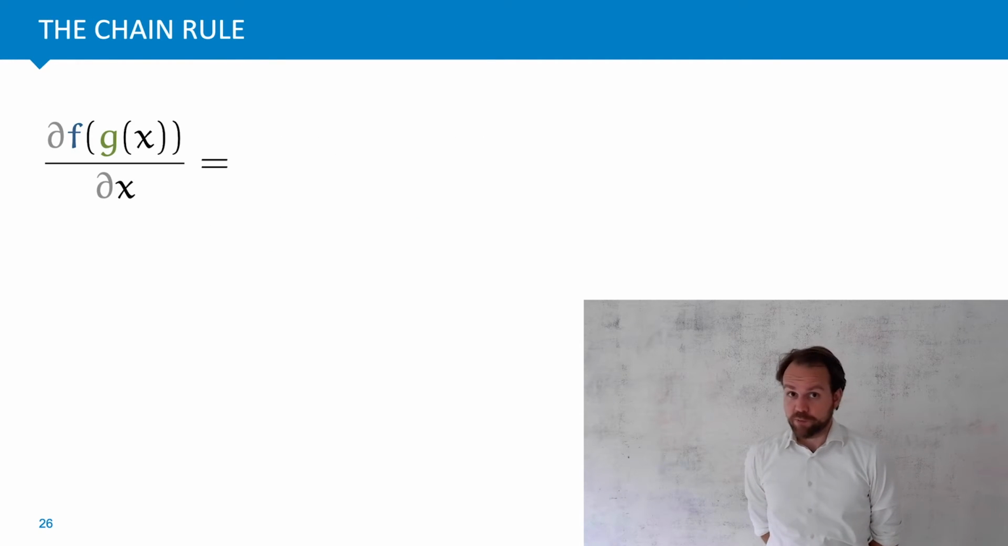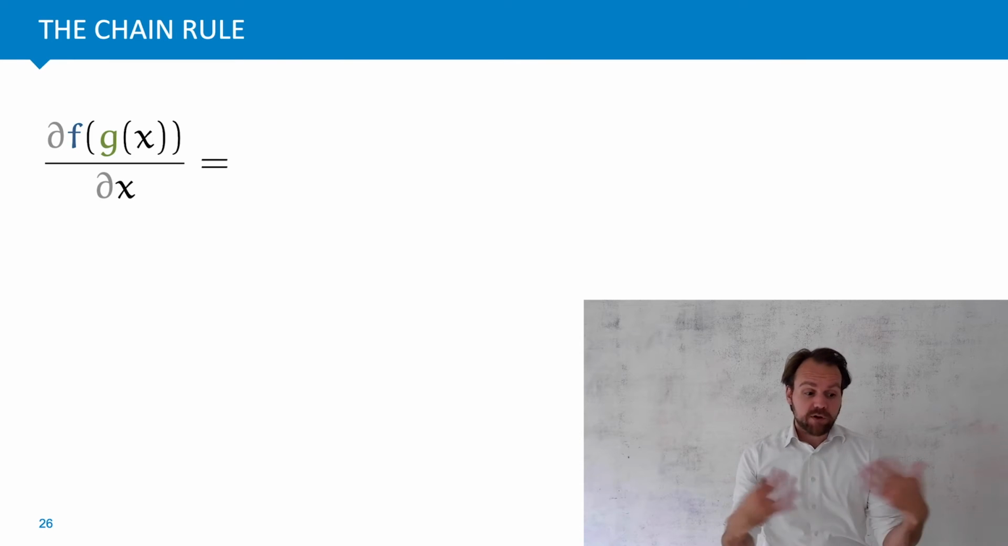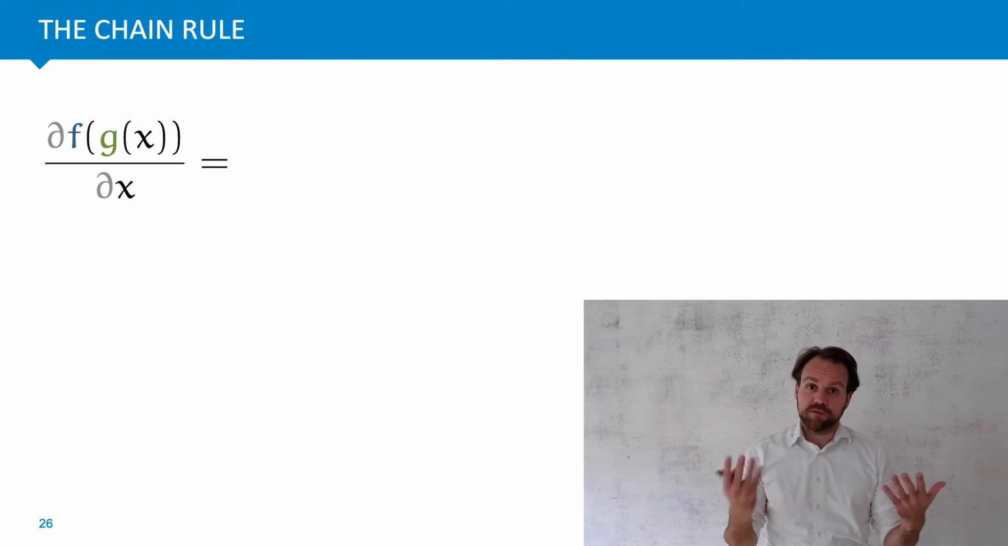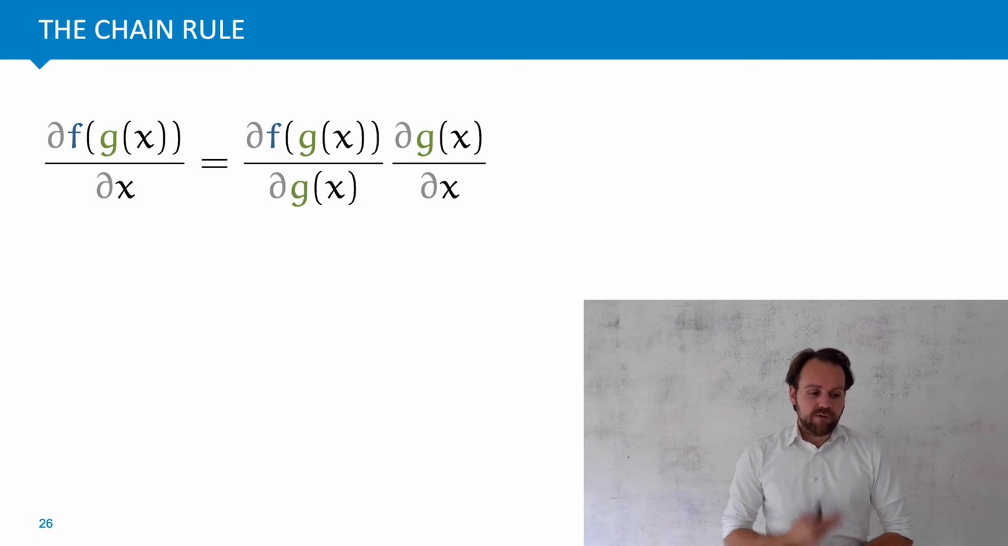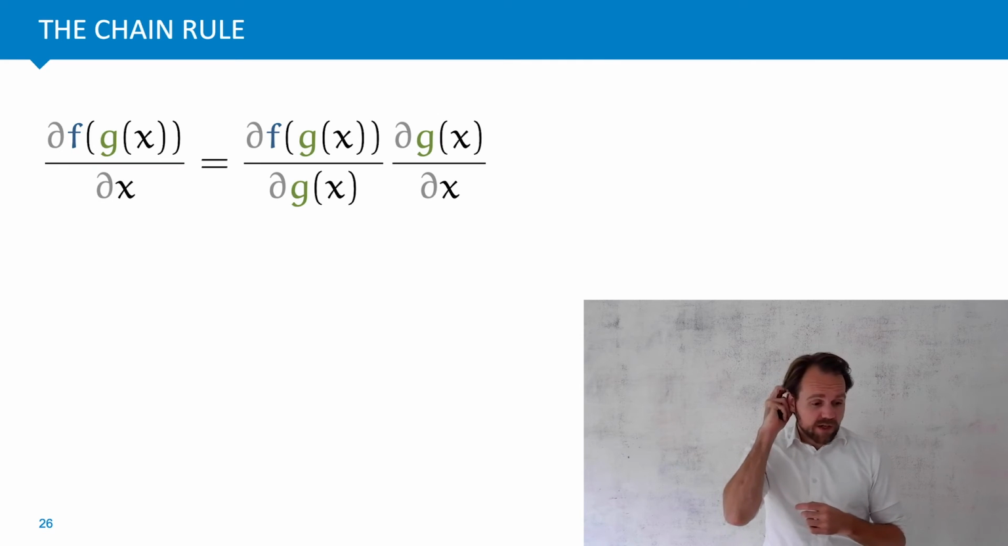So here, just to refresh your memory, is the chain rule. If we have a function that is a composition of two other functions, so we have two functions f and g, and we compose them to make f(g(x)), the derivative of those two composed functions is the derivative of f with respect to its input times the derivative of g with respect to x. And we'll be writing a lot of chain rules.